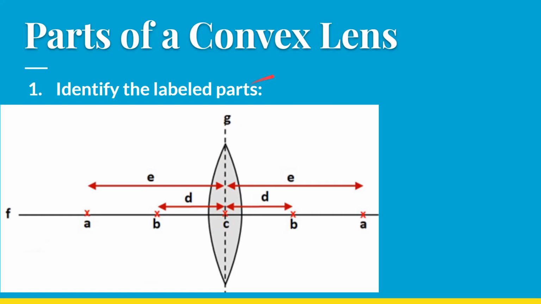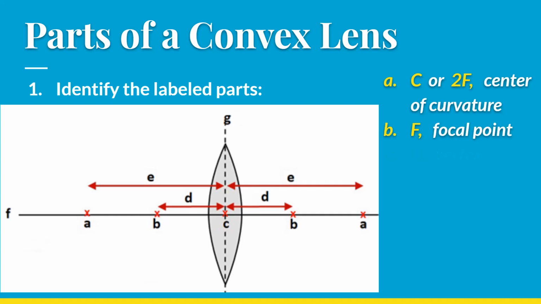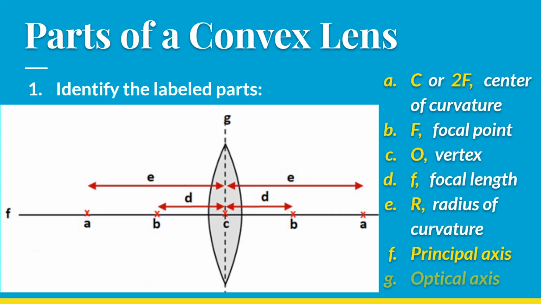So here are the parts of a convex lens. You do want to label these because you're going to have to be able to draw a diagram in a minute. So you can draw this picture on your paper. I'm just going to go ahead and click through so they're all on the screen so you can copy them as we talk about them. Point A, which you can see over here, you can label as C or as 2F. It is called the center of curvature.